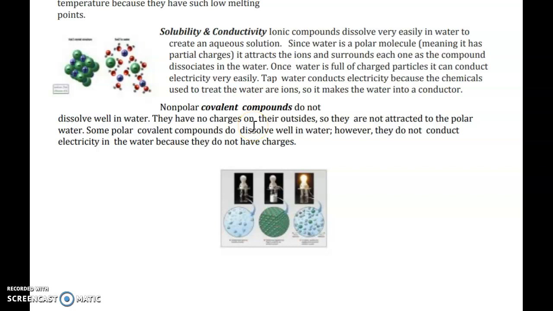So since covalent compounds are going to share electrons, they're not going to be positive or negatively charged, meaning they will not conduct electricity. Most of the covalent compounds may not dissolve in water, think of oil and water, how they don't mix, or wax in water, like if a candle can float on water, that can be an example of a non-polar covalent compound.